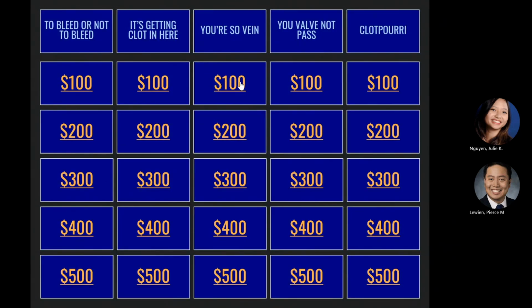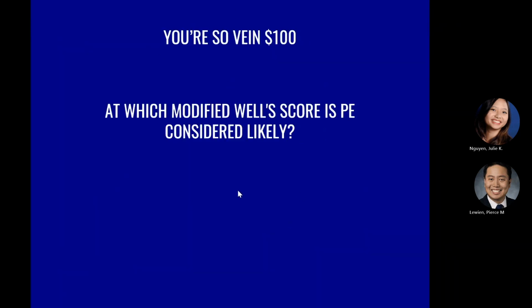Okay, you're so vain, $100. At which modified Wells score is PE considered likely? Team 19. We're thinking 2. 2. Do you want to go a little higher? 3. A little more? Yes.